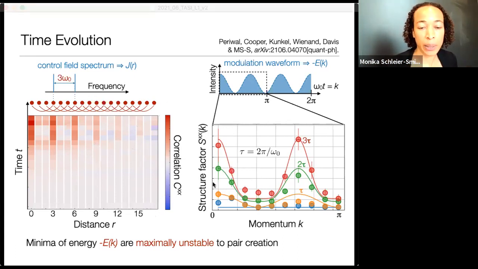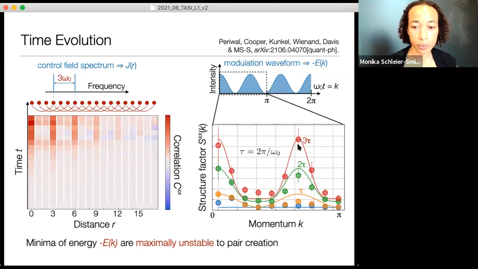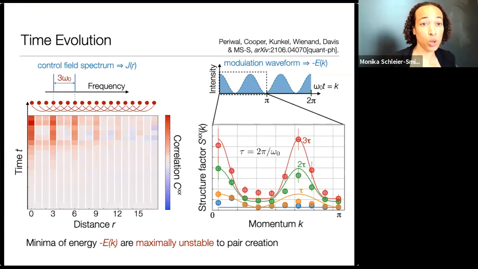One of the nice things we can look at, for example, is if I turn on interactions at a distance of 3 sites, and measure versus time, you can see correlations spreading to 3rd neighbors, 6th neighbors, 9th neighbors as a function of time. Or equivalently, you can see a peak in momentum space that corresponds to this periodicity that grows as a function of time. That peak corresponds to a particular peak in the modulation waveform.